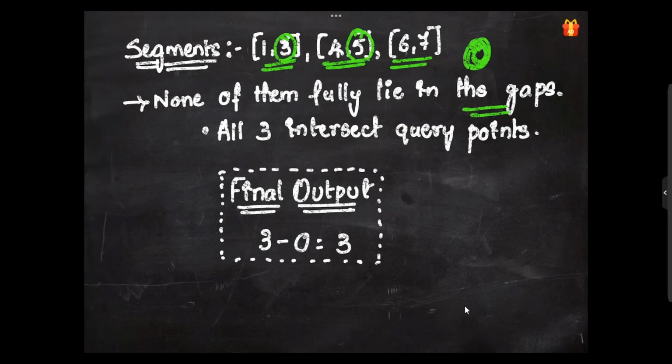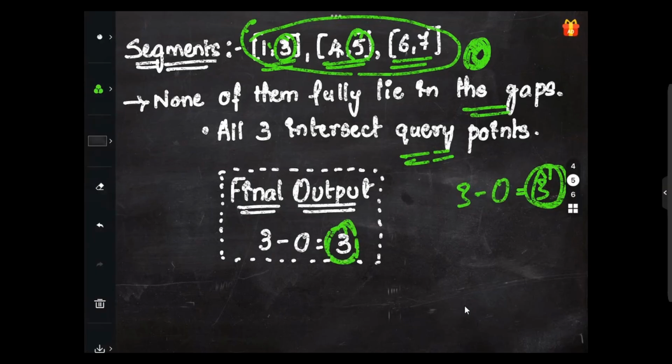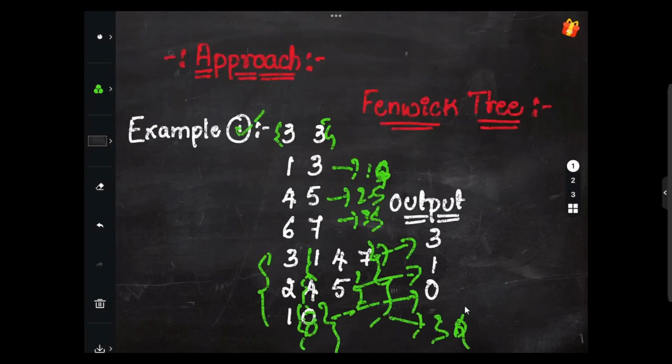The total number of queries is nothing but 3, we know this. So 3 minus 0 is nothing but 3, right? So the output that we got here is 3. I hope the solution is completely clear, and for this we will be making use of one more thing: the Fenwick tree.